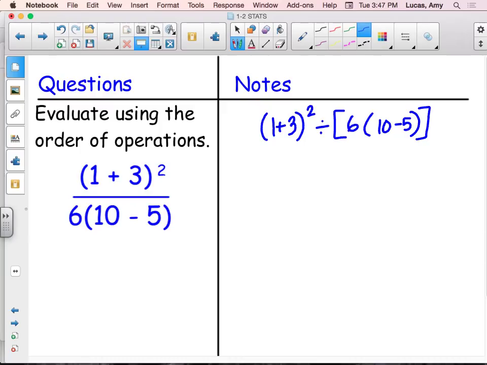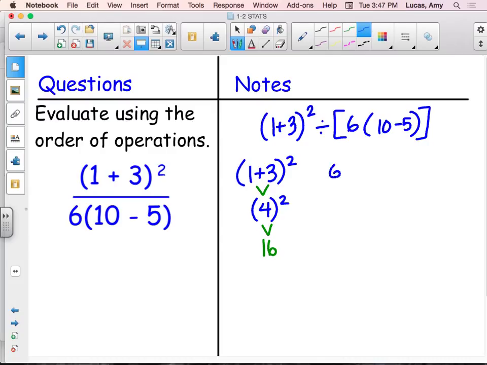I like to just think about these big fractions as separating the numerator and denominator. You can simplify the numerator, simplify the denominator, and then simplify the fraction at the end. So I'm going to take the numerator, 1 plus 3 squared, and simplify it. So I need to work inside of my parentheses. 1 plus 3 is 4, so 4 squared is 16. So my numerator is 16.